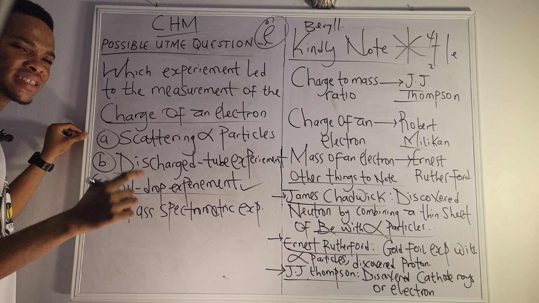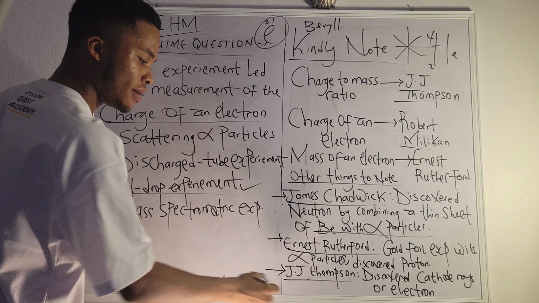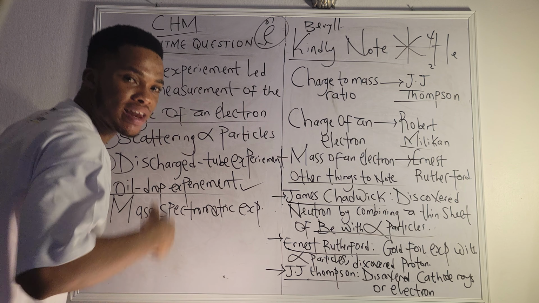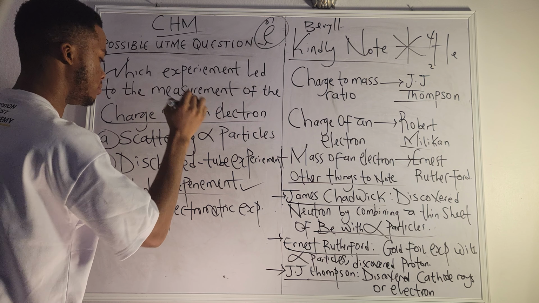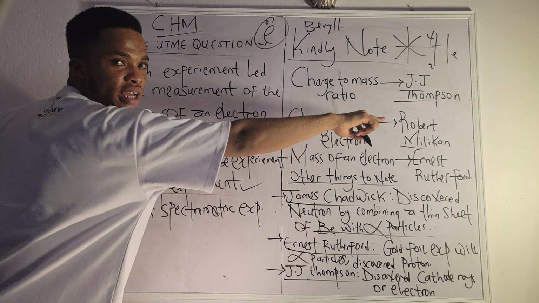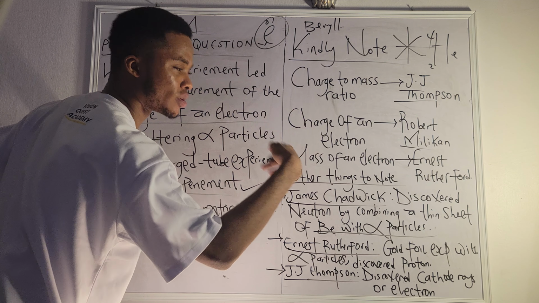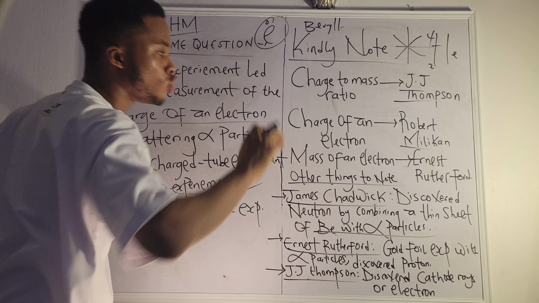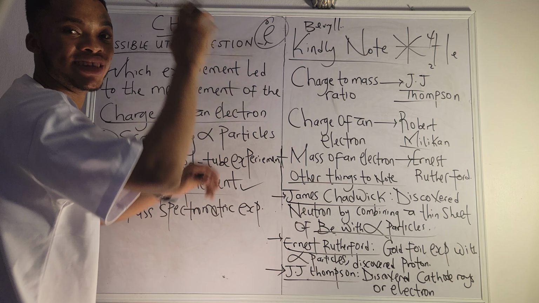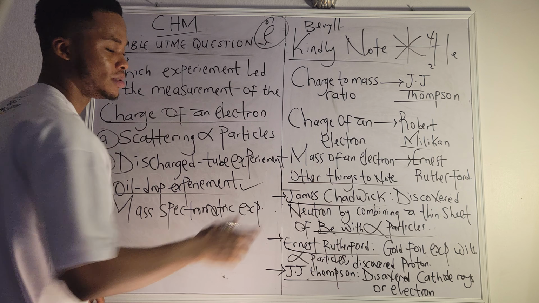So please, if you are asked who discovered the electron, J.J. Thomson. Who discovered the charge of an electron? Robert Millikan. Who discovered the mass of an electron? Ernest Rutherford, who also discovered the proton, is still the same person. So please don't mix all these things up. They are very, very important. For the neutron, James Chadwick. Very, very easy.